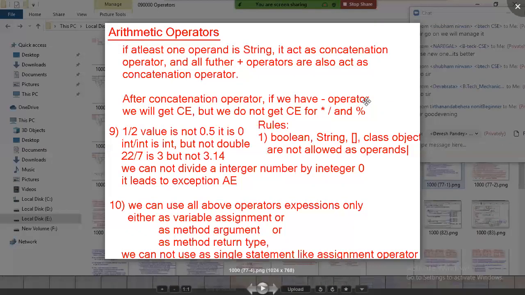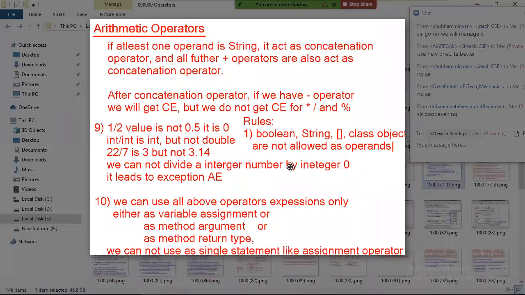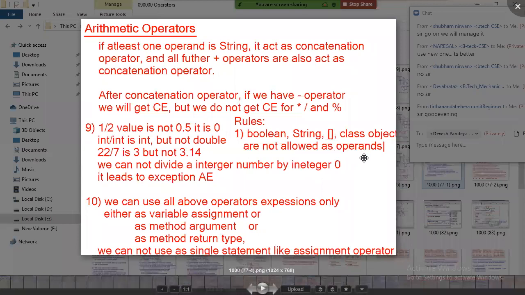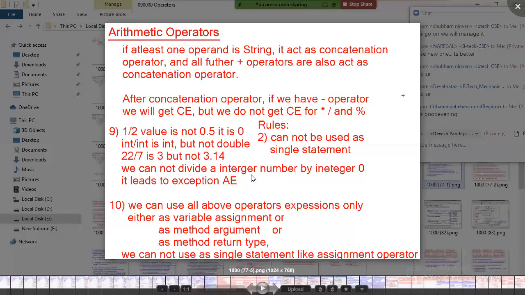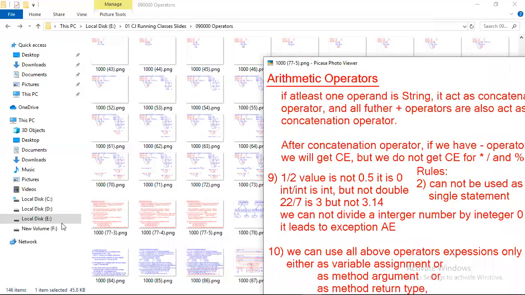Okay, the rule. Boolean, string, array, class objects are not allowed as operands. Just reminding once again. Next, it cannot be used as a single statement. These are the two rules you have to remember. So these are all the points we discussed. Let us test. The last point we have not tested, let us try to complete.